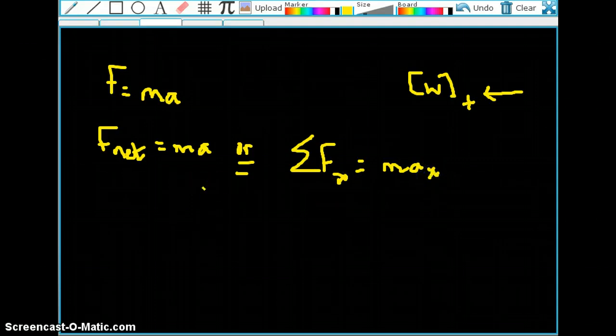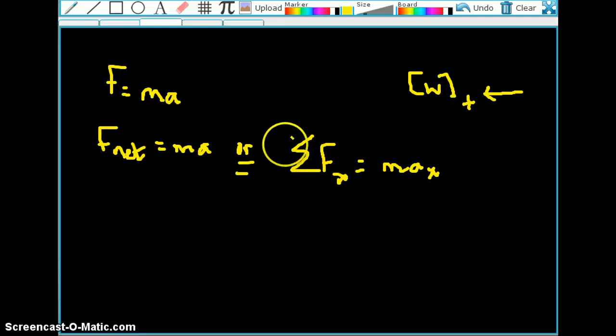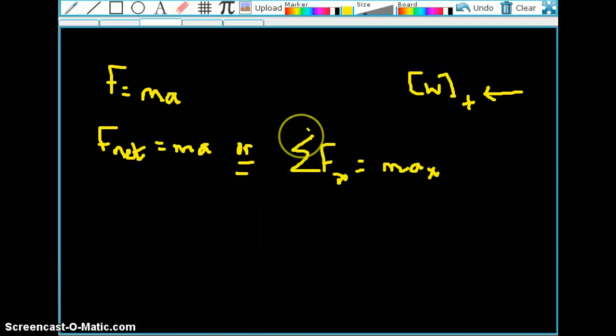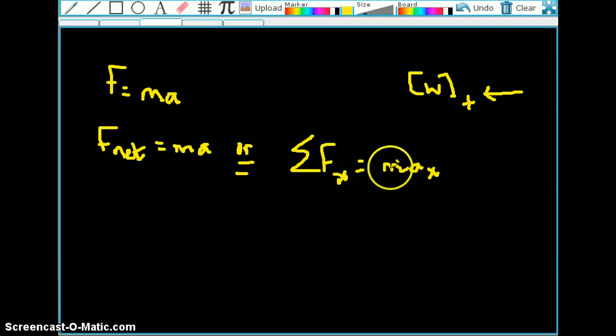So both of these equations mean the exact same thing, so don't get worried. You can write either one. A lot of the time I like to write sum. This is just a sigma sign, and it just means sum of the forces. It's kind of like a weird kind of E. So that just means sum of the forces in the x component, and that equals the mass times the acceleration in the x component.